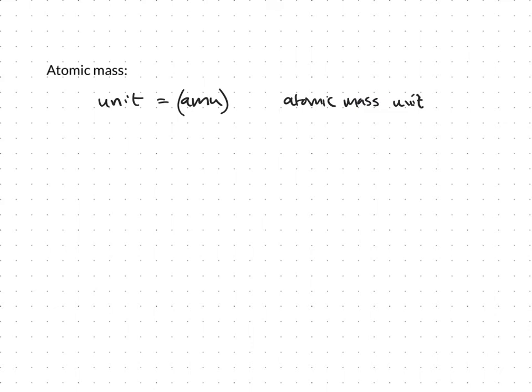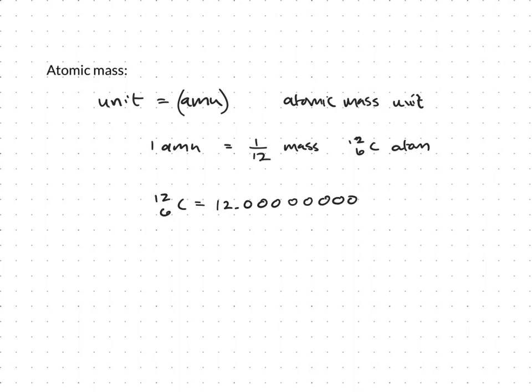It's defined as follows: 1 AMU is equal to exactly 1/12 the mass of a carbon-12 atom. What that means is that carbon-12 weighs exactly 12 point lots and lots of zeros AMU. That makes 1 AMU slightly less than the mass of a proton or a neutron.